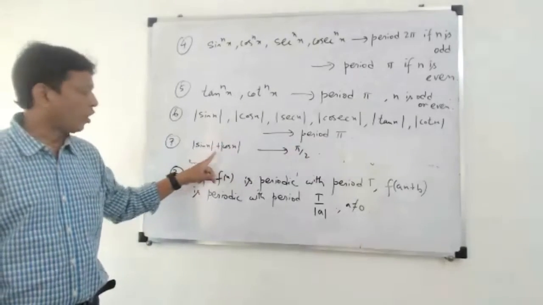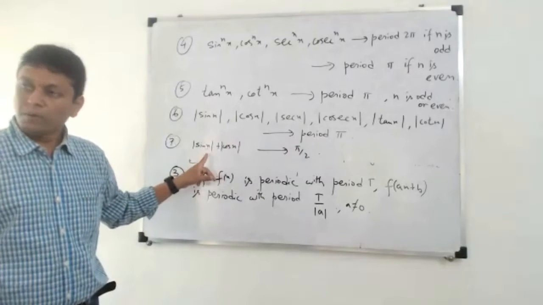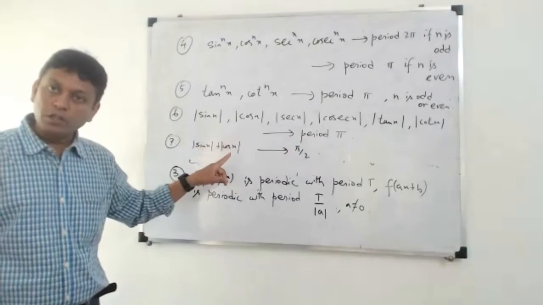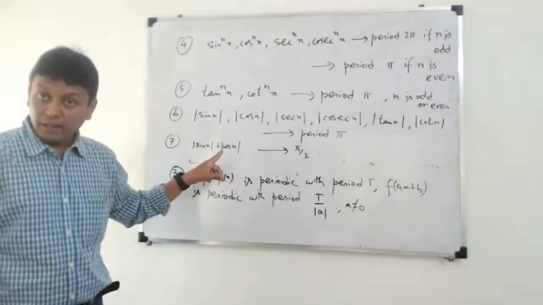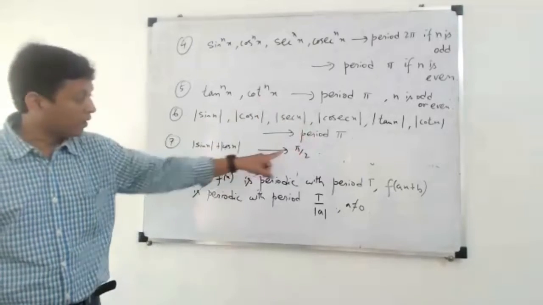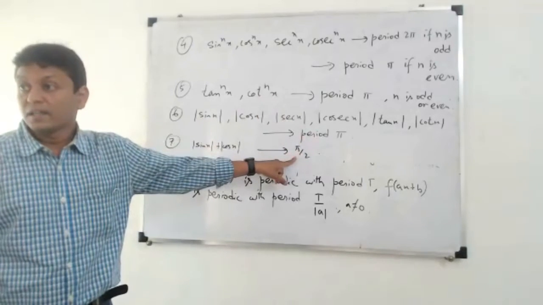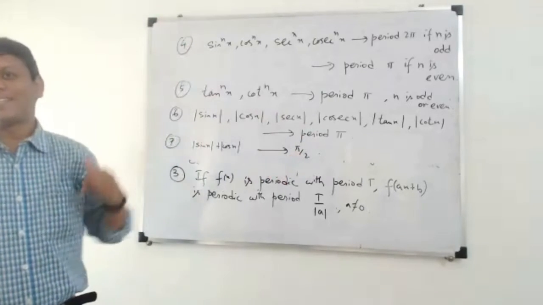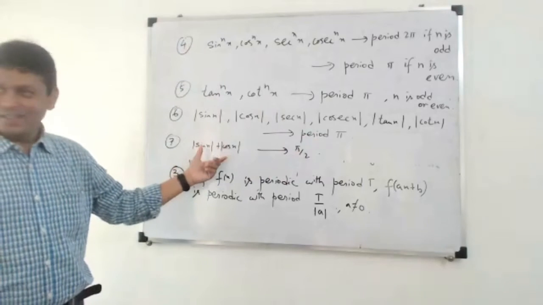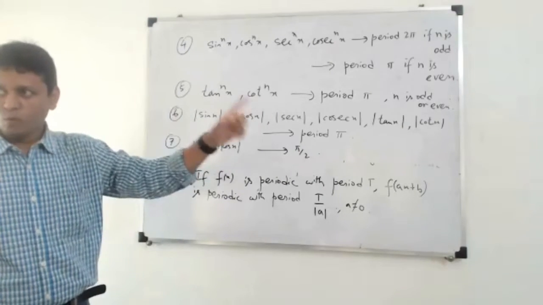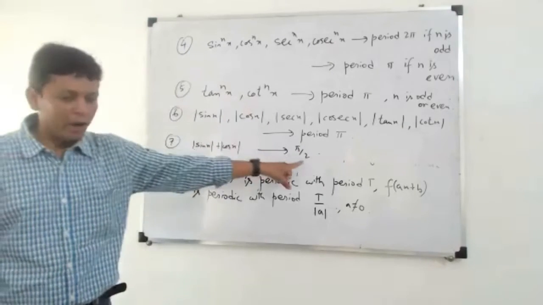For the addition of two periodic functions, their periodicity should be the LCM of pi and pi, which is pi. That should be pi, but it is pi by 2. Why? Because K is less than T. You see that in property 2. That is why it is pi by 2.